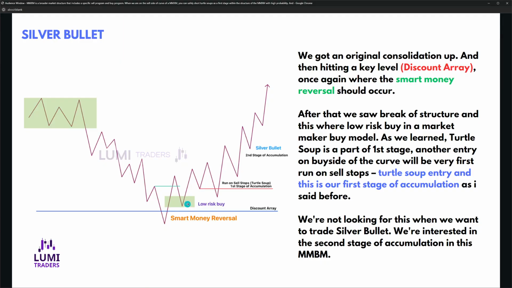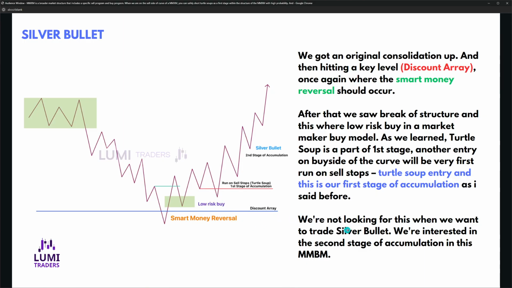Once again, I already said that, but I'm going to repeat it. After we saw break of structure, market structure shift, this is where the low risk buy was formed right here inside this buy program. As we already know, turtle soup is a part of the first stage of accumulation. We expect to see short-term low, intermediate-term low. Another entry on this buy side of the curve, once again, the first entry is going to be the low risk buy. Another entry can be the first stage of accumulation. So another entry for this buy program will be the very first run on sell stops, right here, the turtle soup entry, and this is our first stage of accumulation, as I said before.